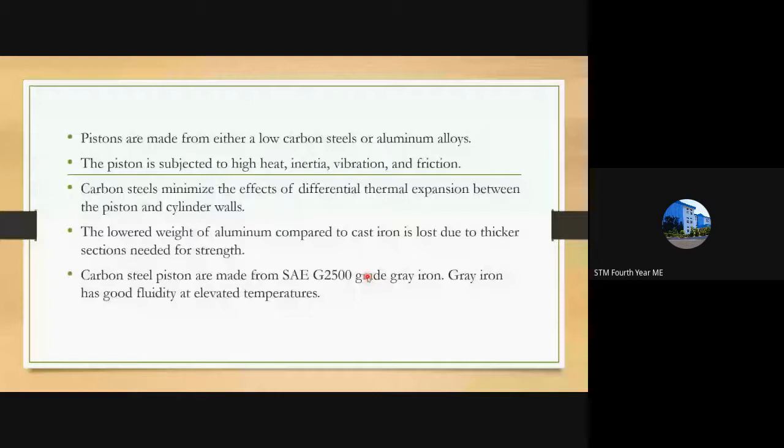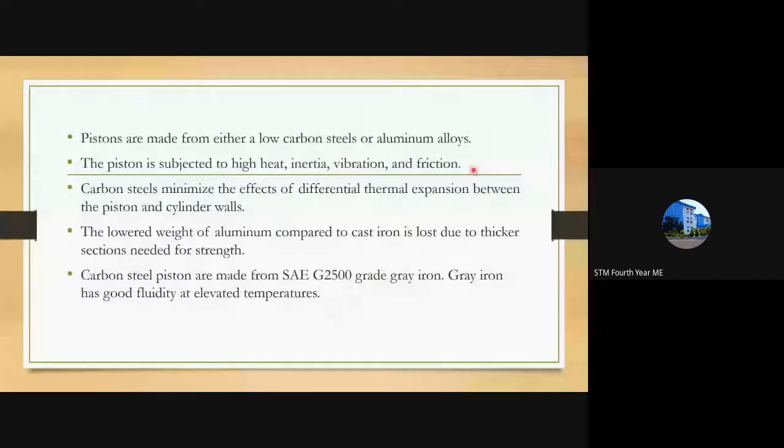So for the piston, we have seen the huge pressure generated inside the cylinder. To withstand such pressures, it must have sufficient strength, so low carbon steels are provided. Aluminum alloys are used for better dissipation of heat, and also they are lighter, thereby reducing the overall weight of the engine. Then the piston is subjected to high heat, inertia, vibration, and friction.